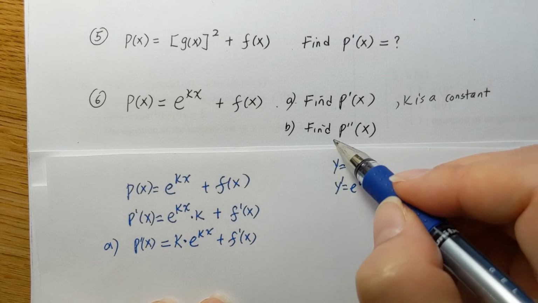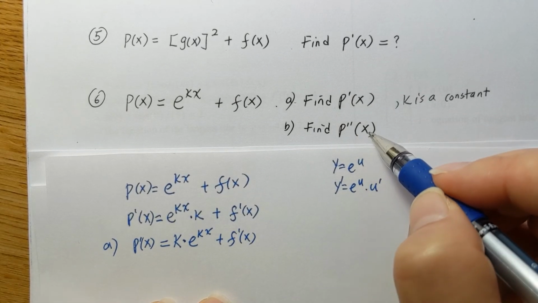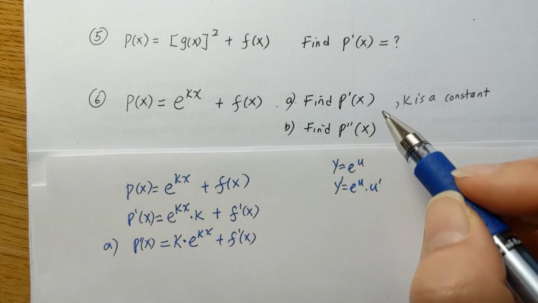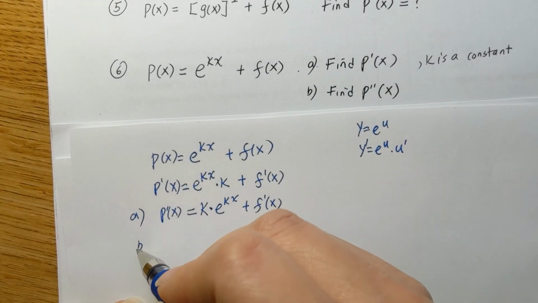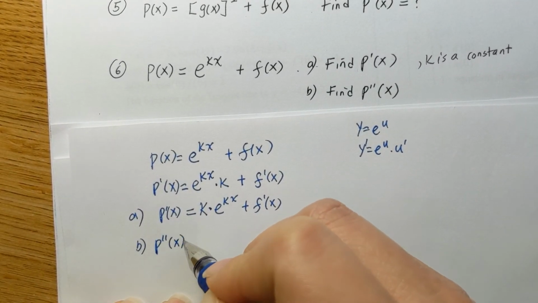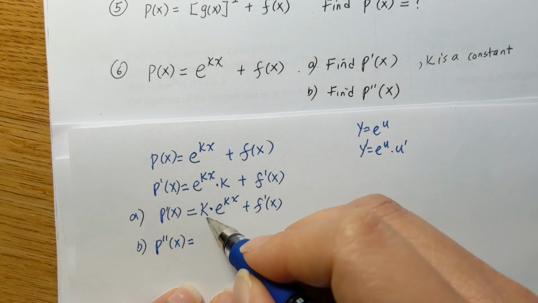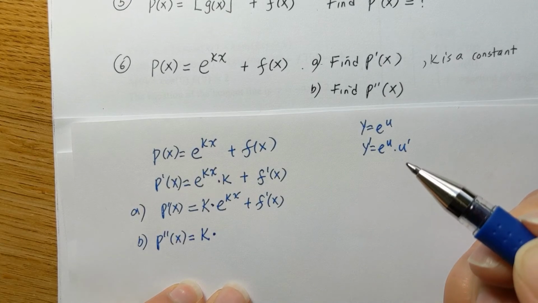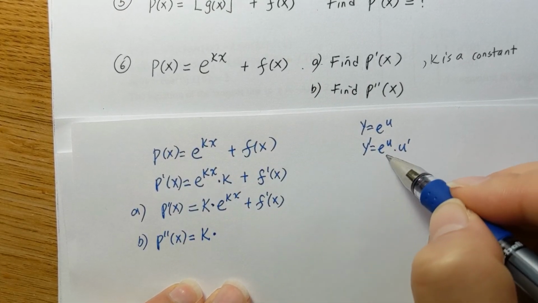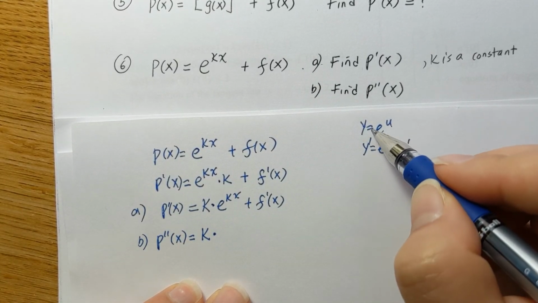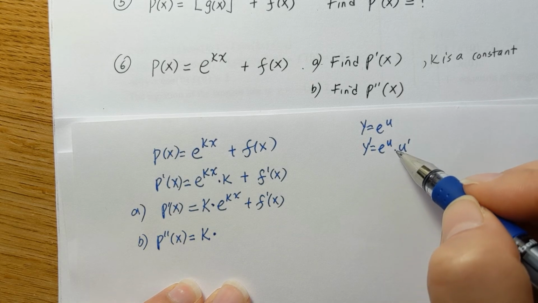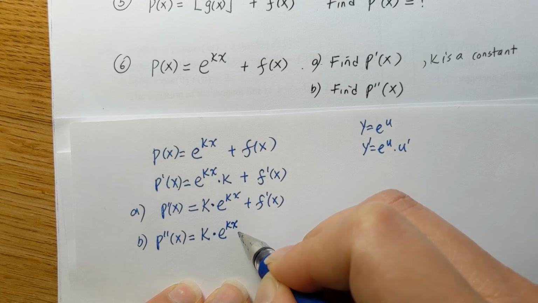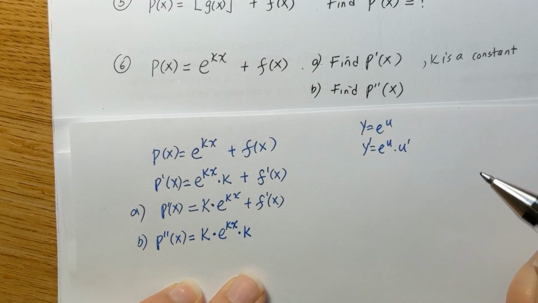Now, part B, we have to find p double prime of x. That means the derivative of the p prime. So now we're going to find the second derivative. K is a constant, it's the number, it stays the same. Now we're going to apply this rule again. Y equal e to the u, then y prime equal to e to the u times u prime. So we got e to the kx times k.